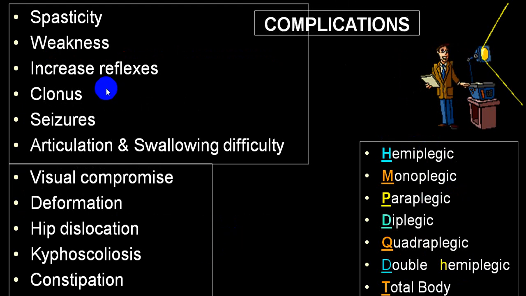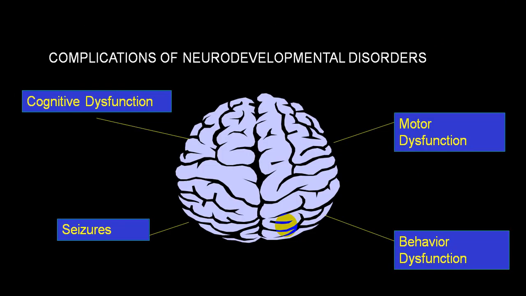Complications all are because of the permanent brain damage like spasticity, weakness, clonus, seizures, visual compromise, deformities, dislocation, deformities like kyphoscoliosis, urinary tract infection, constipation, etc. are quite common. And you can have irreversible neurological damage like hemiplegia, monoplegia, paraplegia, diplegia, double hemiplegia, total body involvement, quadriplegia, etc.